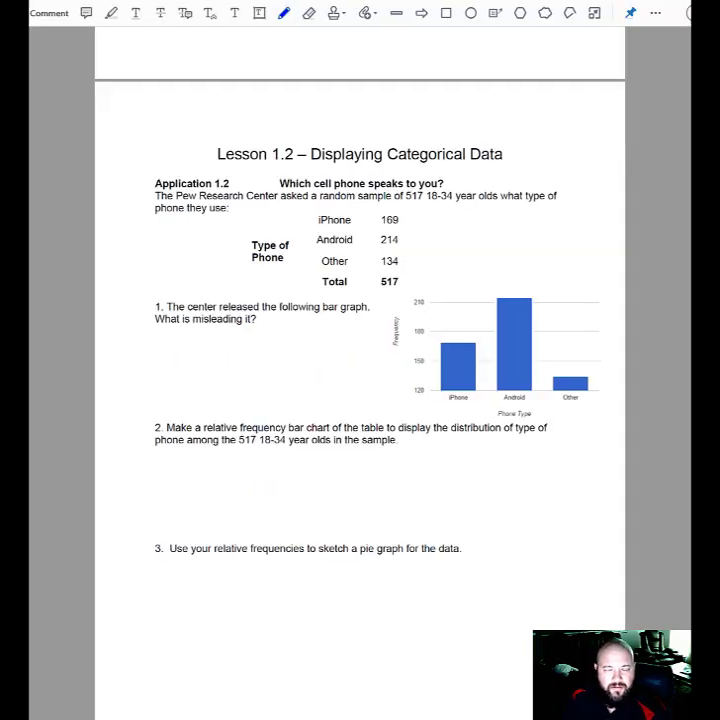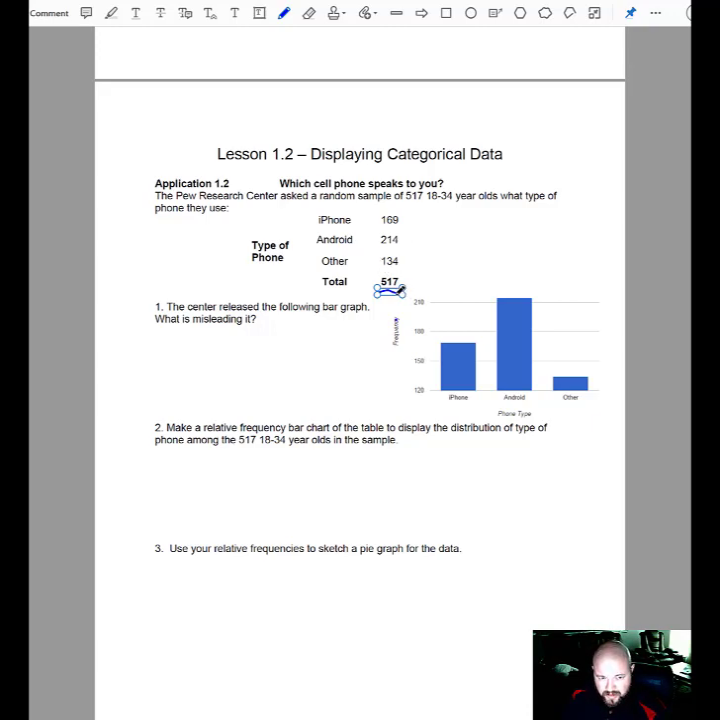So we can see here that we have 169 iPhones, we have 214 Androids, and 134 other. So a total of 517. So if we have a total of 517, let's go ahead and see what we want to do first. The center released the following bar graph. What is misleading in it?